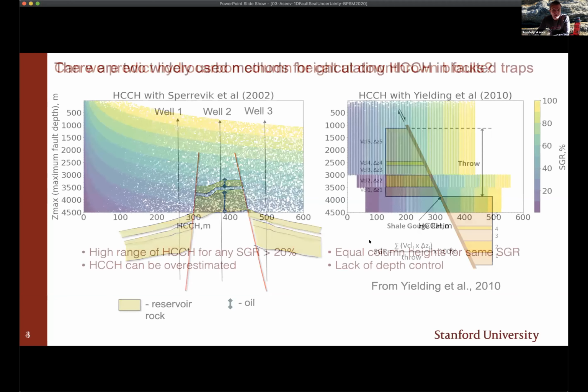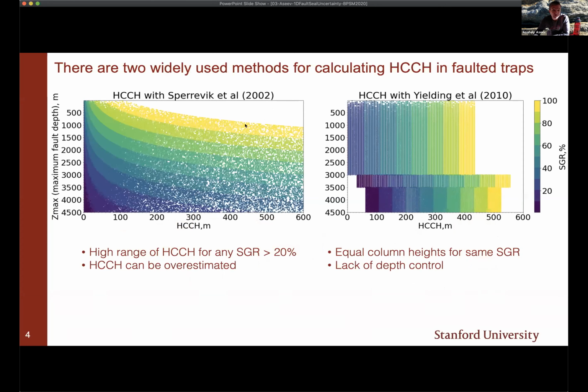Typically, we use 2 methods. One is from Sperrevik et al. 2002, and the other from Yielding 2010. The Sperrevik method is based on core measurements of permeability in microfaults. Then they converted these permeabilities to capillary entry pressures for fluids, and they predict average capillary entry pressure.